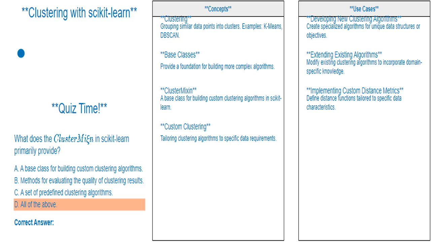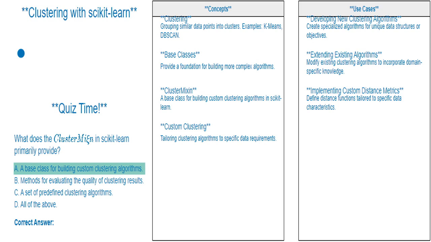False. Since options B and C are incorrect, option D is also incorrect. The cluster mixin primarily provides the foundation for creating custom algorithms, not evaluation methods or predefined algorithms. The answer is A: a base class for building custom clustering algorithms.